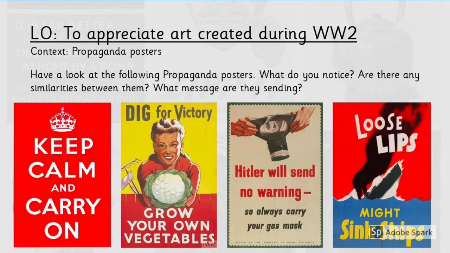Right, now that we've understood what propaganda was and how it was used, we're going to look at some real-life propaganda from World War II. So you'll see on the screen 4 posters. And these were used during World War II to give various messages to the public and to provide some information. What I'd like you to do is have a look at these posters and think about what you notice. Are there any similarities between them? And what messages are they sending?